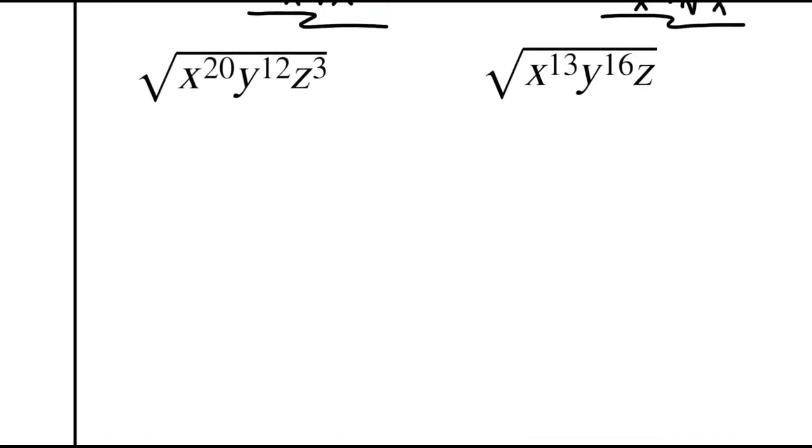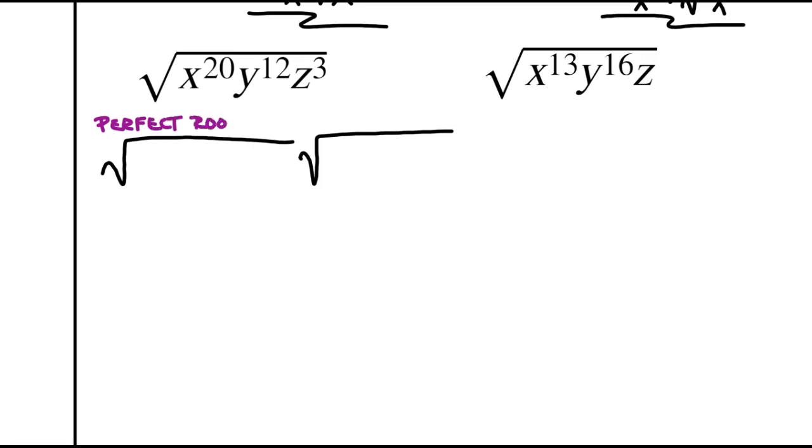Okay, now we have multiple variables in here. So the way I like to do this is I like to break it up into 2 radicals. One radical is the perfect root stuff, the perfect root factors. And then the other is the leftover factors. The leftovers.